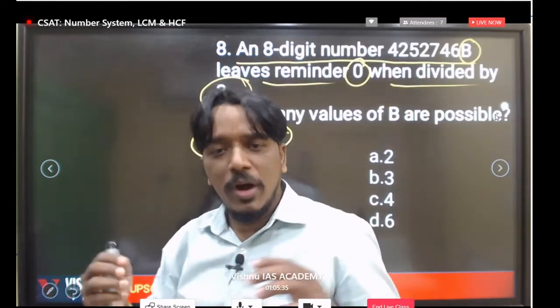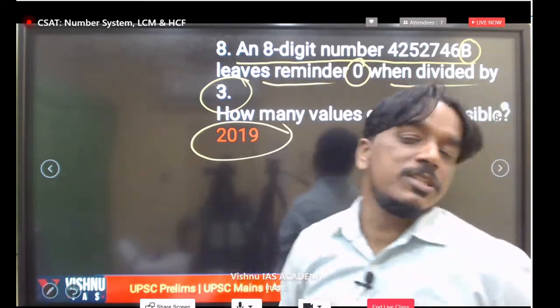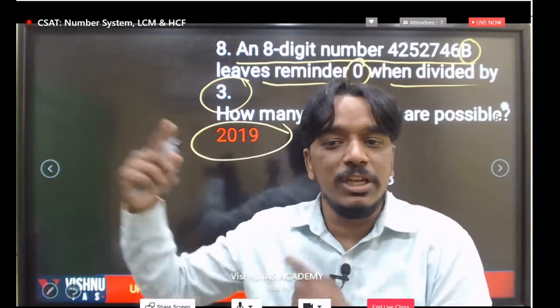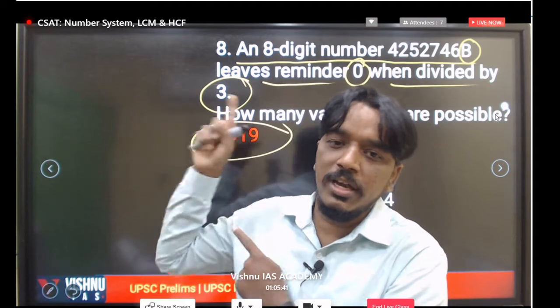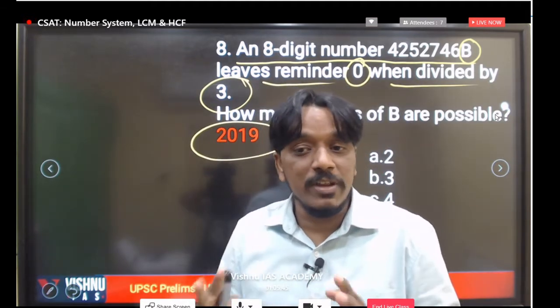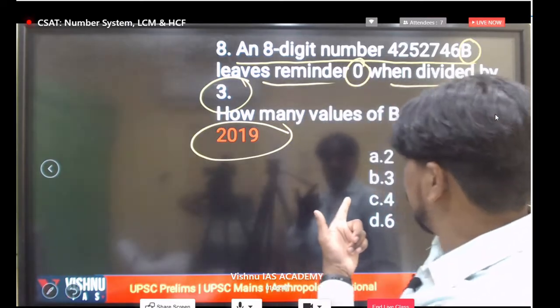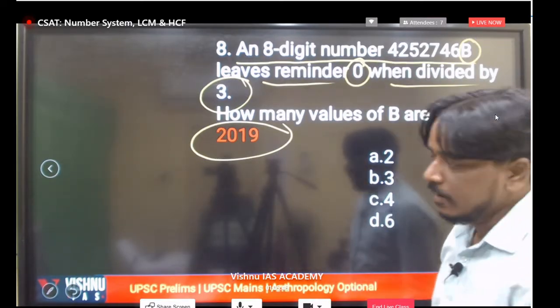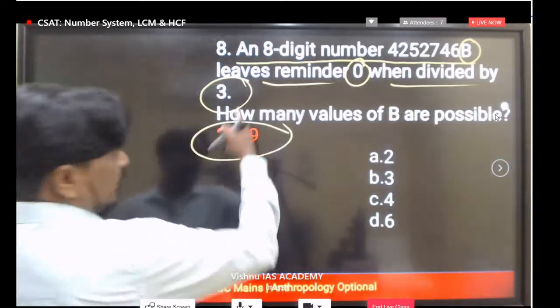Again, if you observe, whatever questions we discuss, most of the questions are always related to the divisibility rule of 3. So that's why the divisibility rules of 3, 4, 6, these points are very, very important. You can answer very quickly. So what you have to do? What is the divisibility rule of 3?